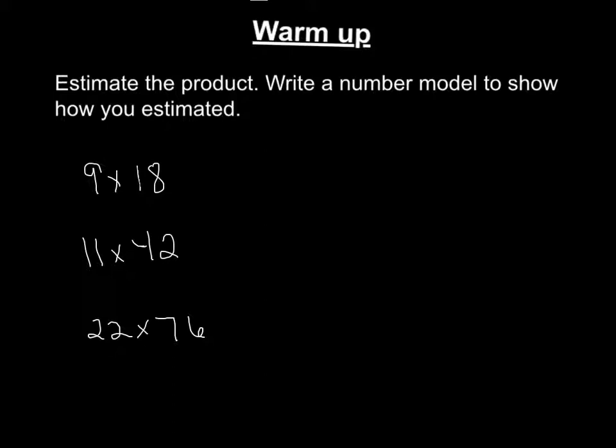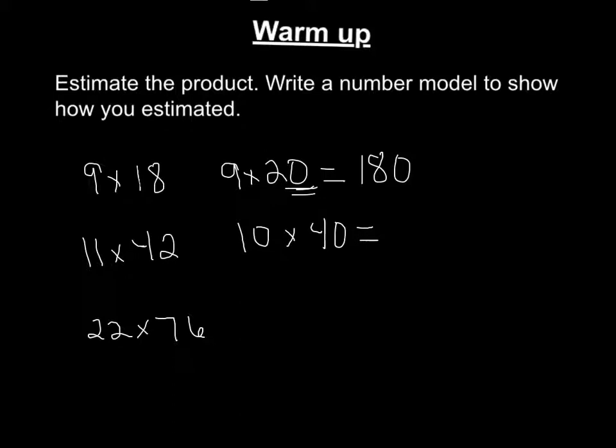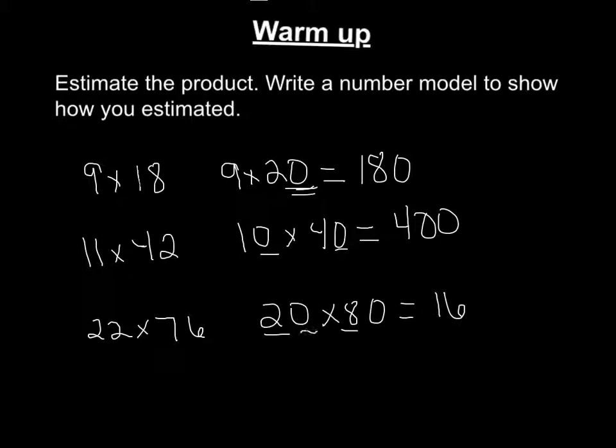For the first one, we could estimate 9 times 18 to be 9 times 20, which we can do in our heads. 9 times 2 is 18, and add on a 0 because there's one 0. For 11 times 42, we could round 11 to 10 and 42 to 40, so 10 times 40 equals 1 times 4 is 4, and then we have 2 zeros, so 400. And finally, we could round 22 to 20 and 76 to 80. We can do 2 times 8 equals 16, and we've got 2 zeros to add on, so 1,600.